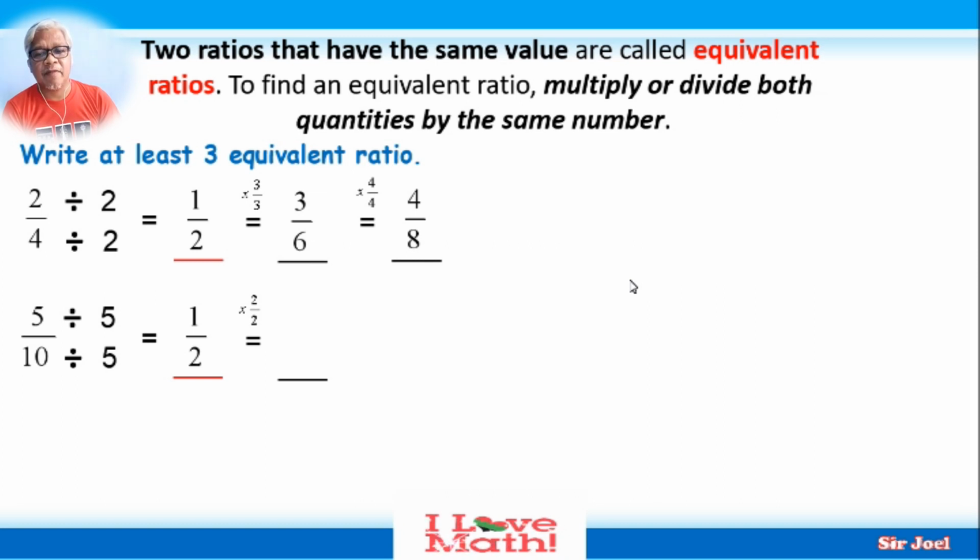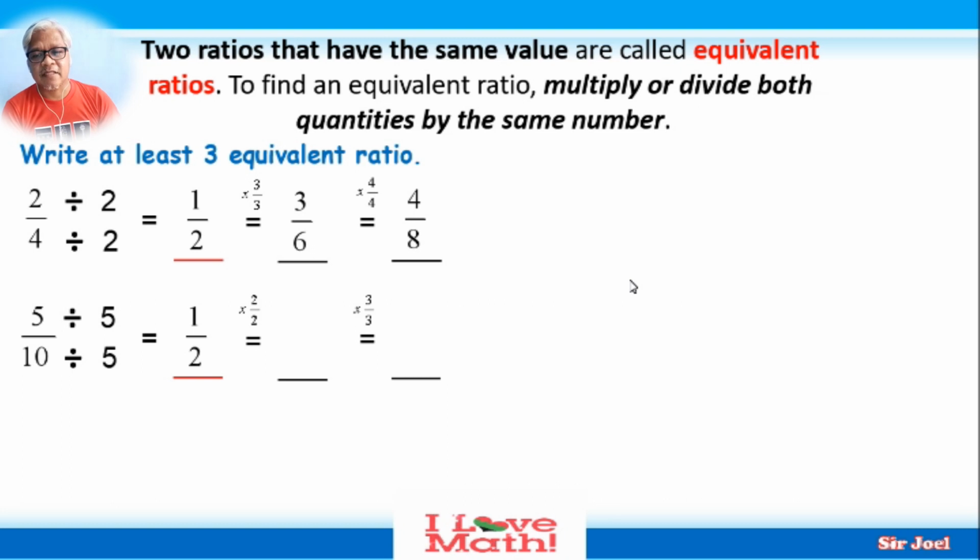Then, after multiplying 1/2 or 1:2 by 2/2, multiply it by 3 over 3. Meaning, 1 is to 2 times 3 over 3. And again, alam kong kaya nyong isolve yung 1/2 times 3 over 3.